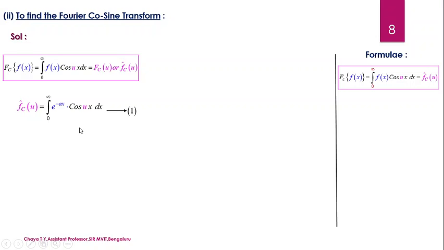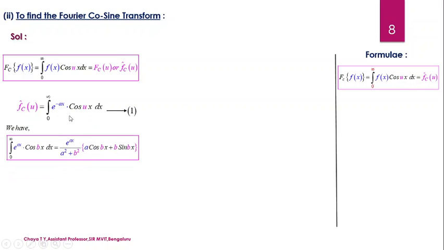Call this equation 1. We already know the formula: the integral of e^(ax) cos bx dx is e^(ax) divided by (a² + b²) times (a cos bx + b sin bx). So here I have to replace a with minus a and b with u and simplify.